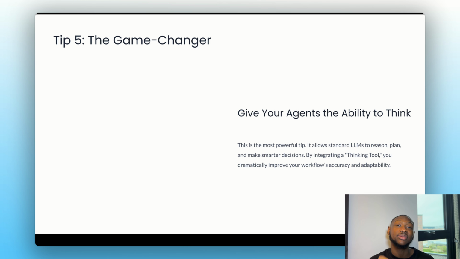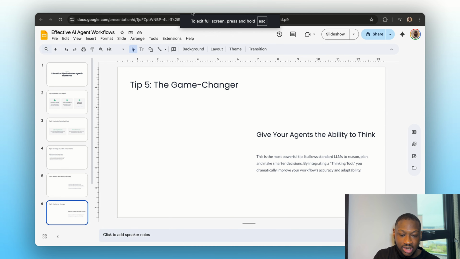So now, the game changer, which is what I've been telling you to hold on for: give your agents the ability to think. This is the most powerful tip because it allows standard LLMs like GPT-5 mini and GPT-5 to reason, plan, and make smarter decisions by integrating a thinking tool. You dramatically improve your workflow's accuracy and adaptability by just adding this. Let me show you how you can add that.